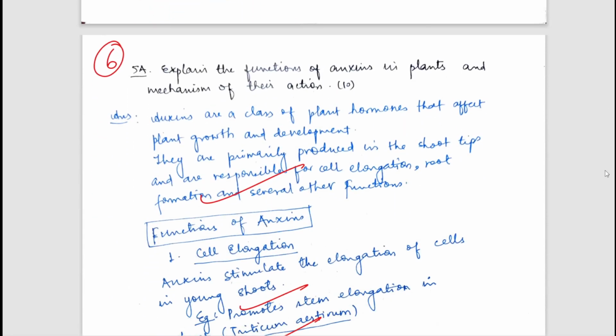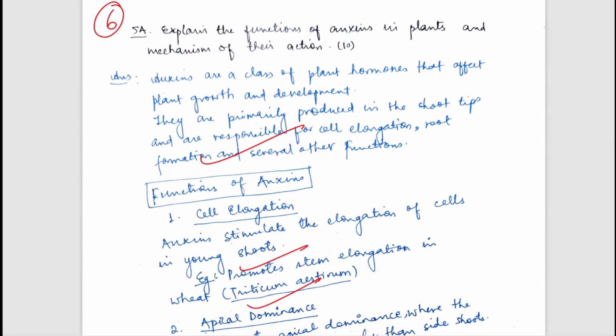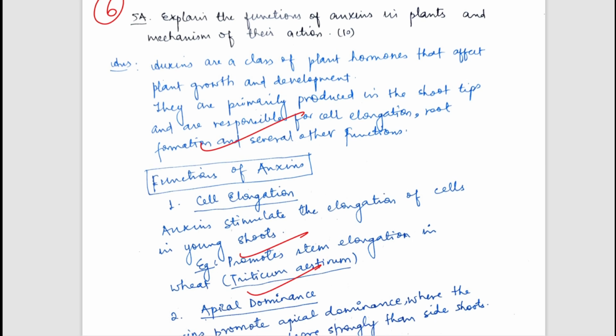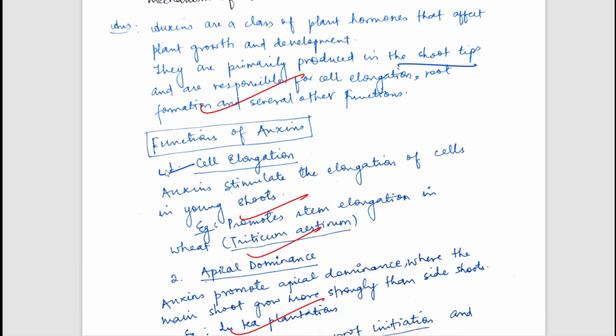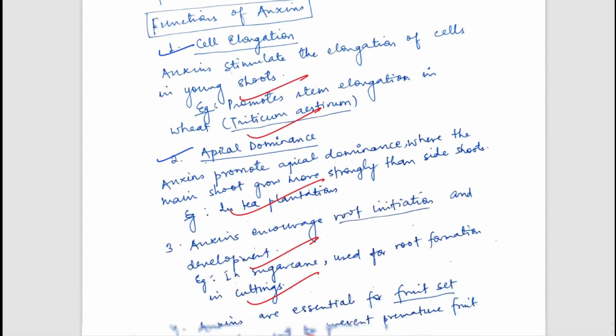Now let's move to the next question. The next question is, explain the functions of auxins in plants and the mechanism of their action. Auxins are a class of plant hormones that affect plant growth and development. They are primarily produced in the shoot tips because it is the growing part. So they are produced there only so that it can grow faster. What are its functions? Its functions are cell elongation, apical dominance.